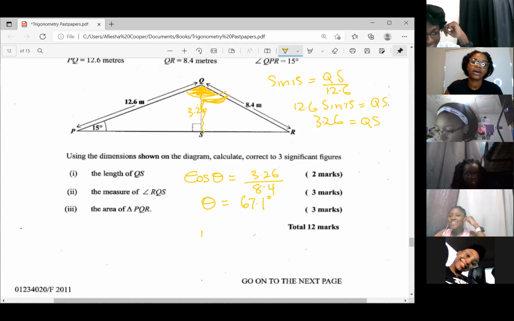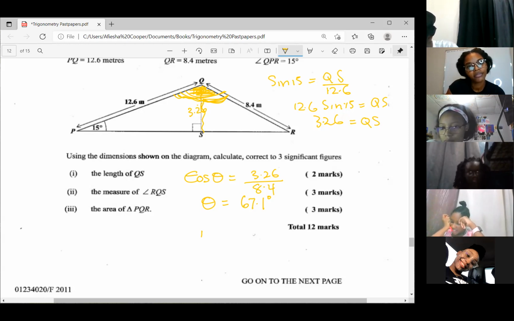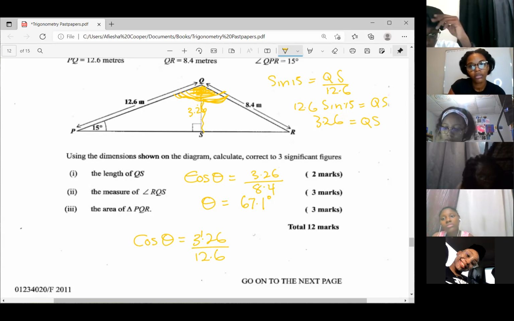What's next? PQR. Now we're doing PQR. So what do we have to do now? We're going to decide. So it's going to be adjacent to hypotenuse again. So cosine theta is equal to 3.26 over 12.6. What's the answer for this?